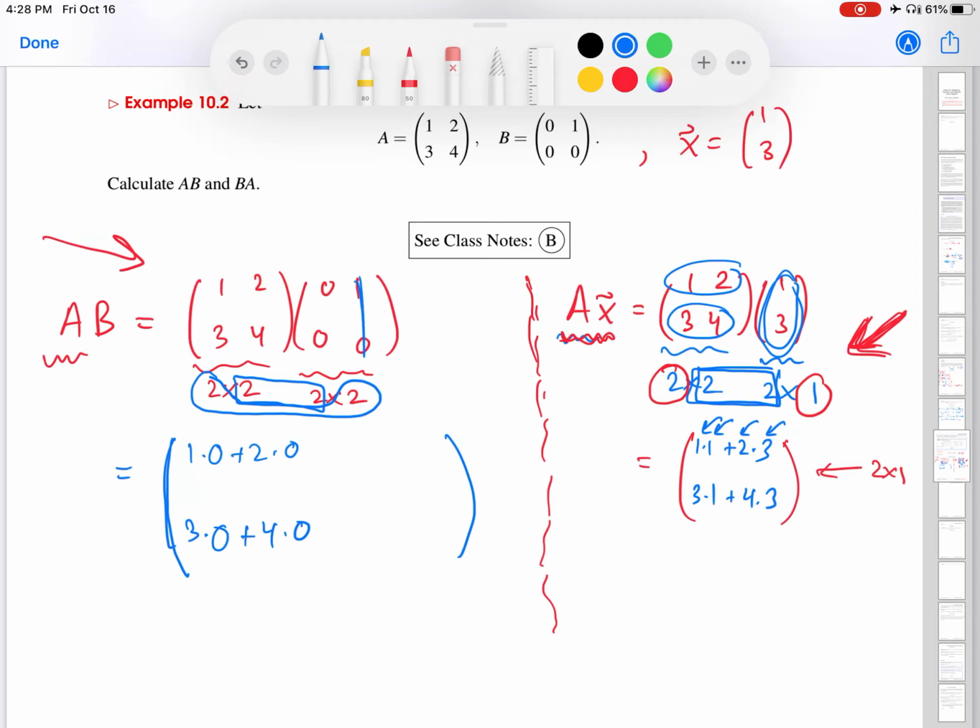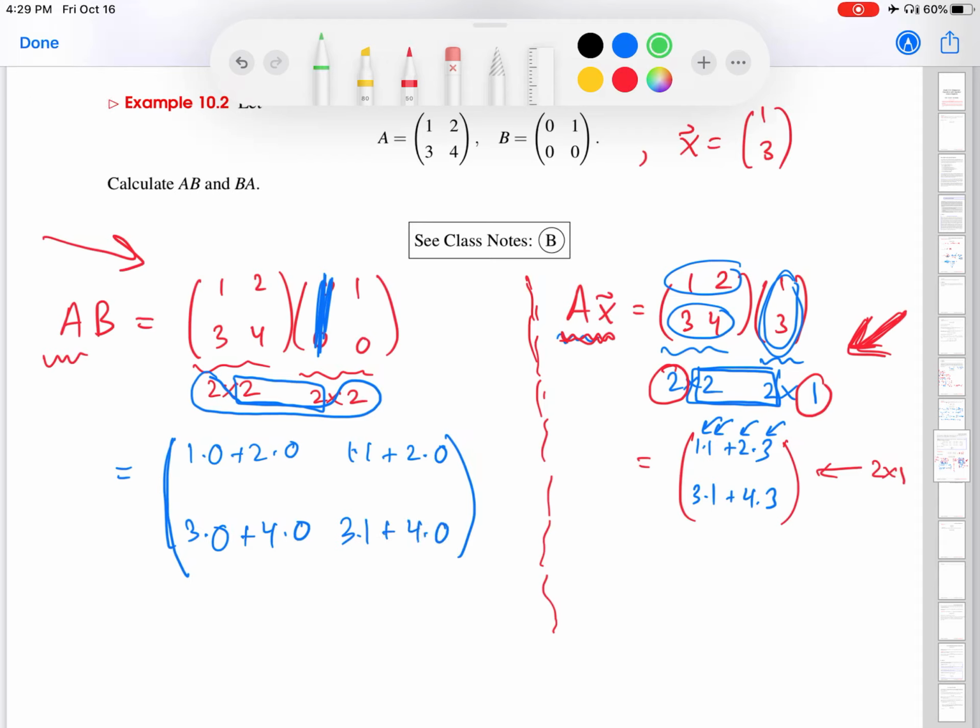Instead of scratching out this second column and doing the product as if it was matrix A times the vector 0, 0, I'm going to scratch out the first column and do the product of matrix A times this column, as if I'm multiplying a matrix times a vector. So I do the product of the first row with this second column. So I get 1 times 1 plus 2 times 0. And then I do second row times this column. So I get 3 times 1 plus 4 times 0.